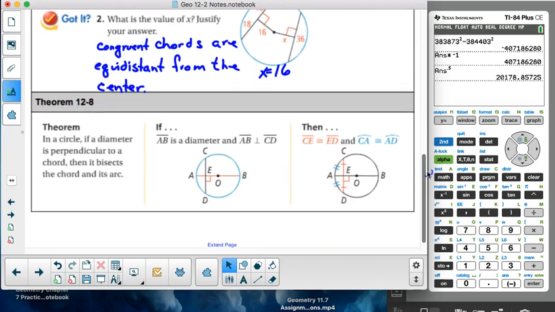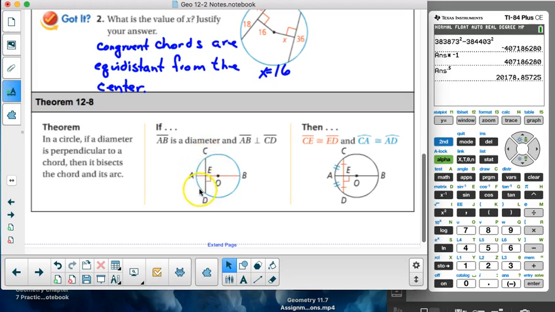Now, in theorem 12.8, in a circle, if a diameter is perpendicular to a chord, then it bisects the chord and its arc. It's a lot like the last one we did, because that perpendicular each time will always split that chord in half. So if a diameter is perpendicular to the chord, then it bisects the chord and its arc. So this diameter is perpendicular to this chord, then it bisects the chord. So CE is equal to ED, and also it bisects the arc.